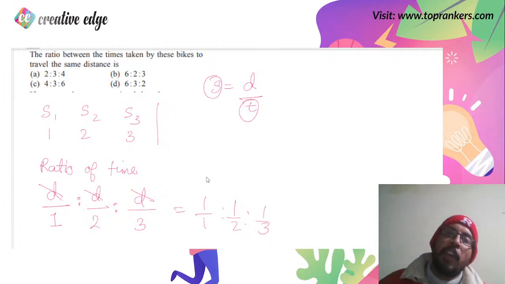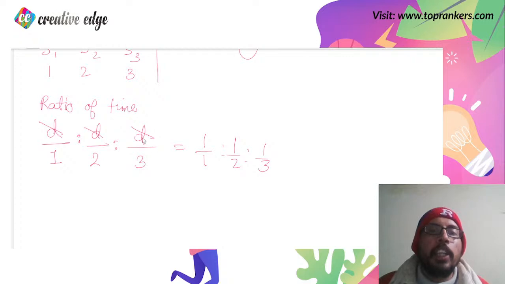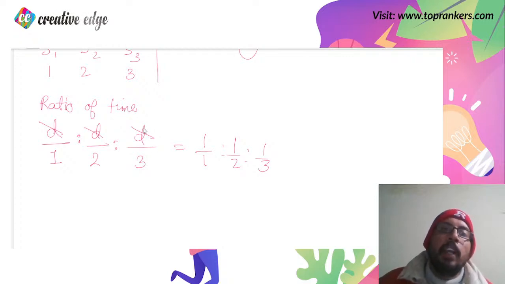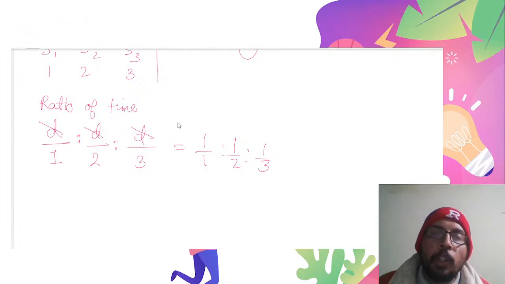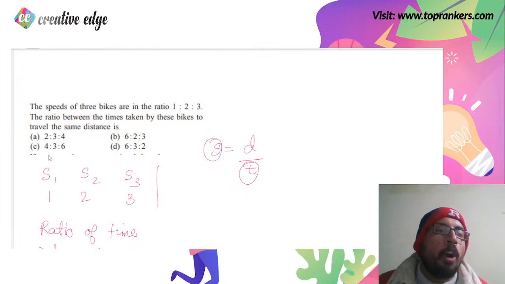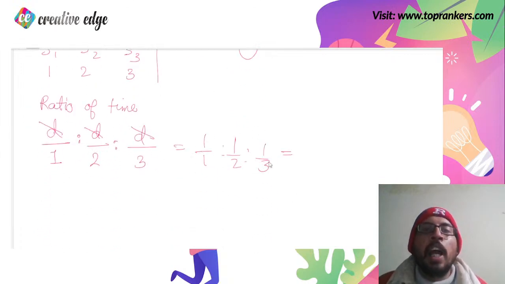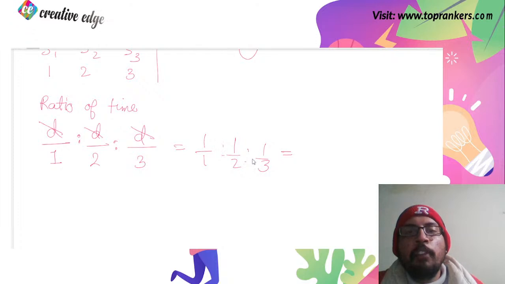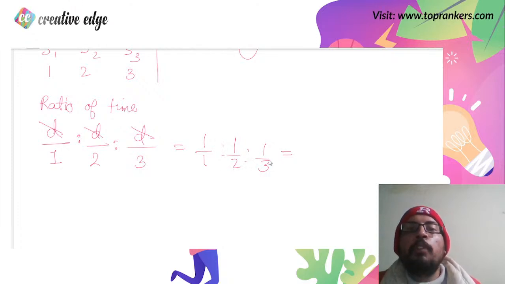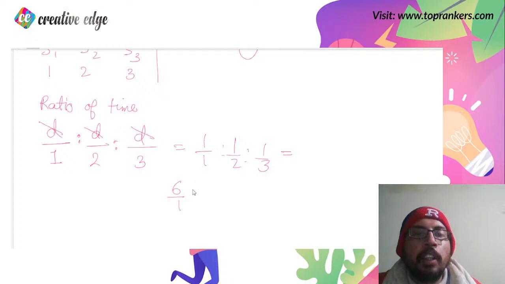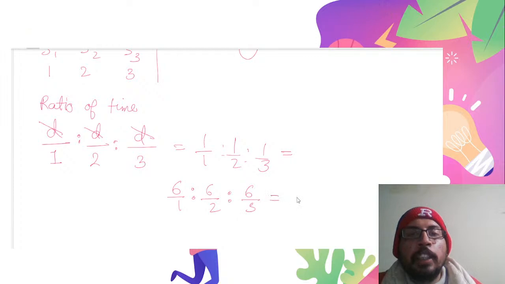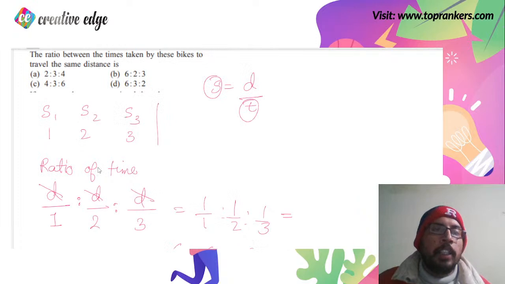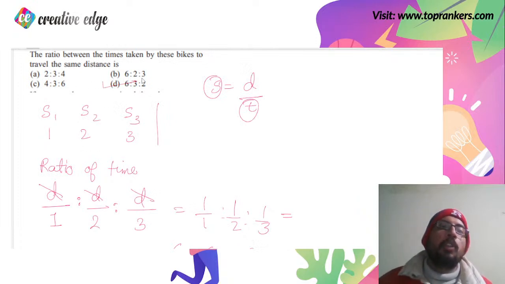So the fact is, even if you do not take D, you can find simply by doing the reciprocal of the speed, you can get your ratio of time. But my options are not in this way. So obviously I have to convert them into the integer form. They are in fractional form. So what I will do is that I will be taking LCM of 1, 2 and 3. So LCM of 1, 2 and 3 would be 6. So I will multiply this entire ratio by 6. So I will be getting 6 upon 1 ratio 6 upon 2 ratio 6 upon 3. So that is 6 is to 3 is to 2. So the correct answer is 6:3:2. That is correct option is option D.